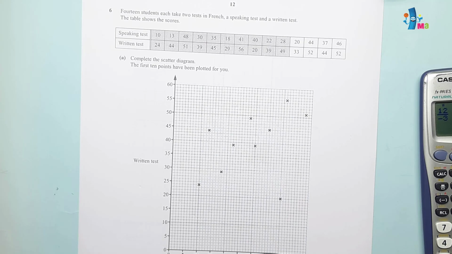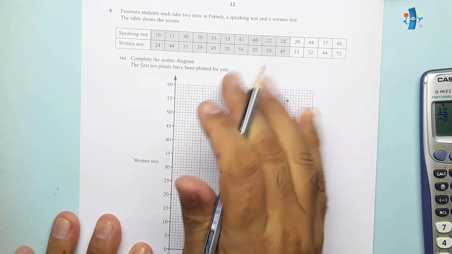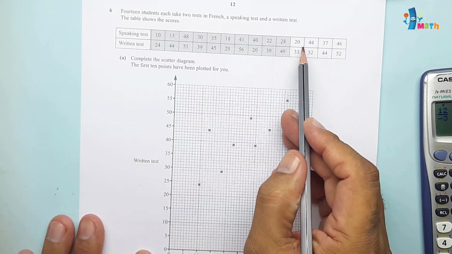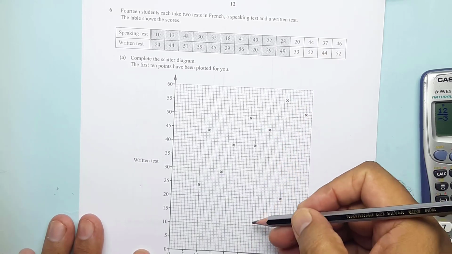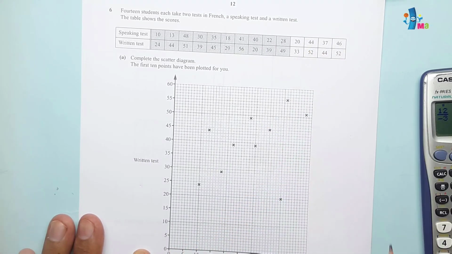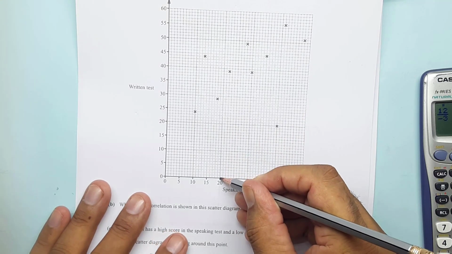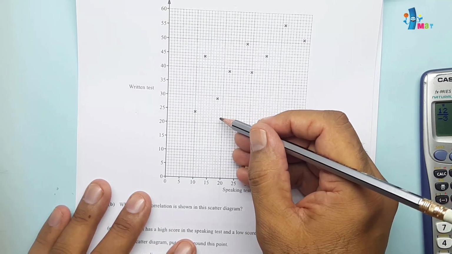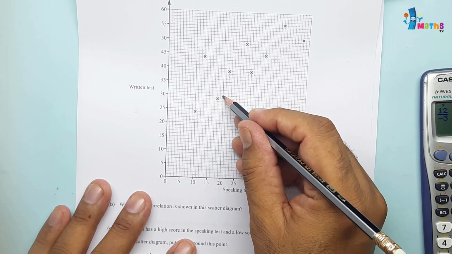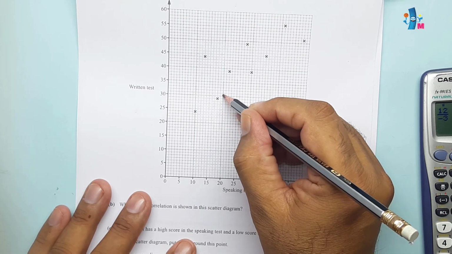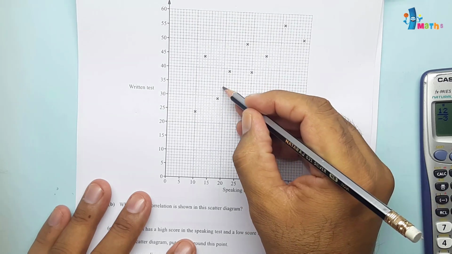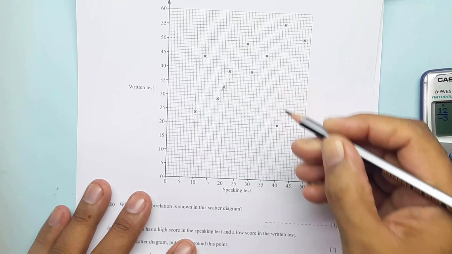Then question number 6, they have given 14 students, each take 2 tests in French, a speaking test and a written test. The table shows the scores, and they have plotted all these numbers which are shaded, and 4 points we have to plot. So we'll be plotting 20 and 33. I'll move a little over here. So 20 is here and 33 will be, this is up to 30 and this is 31, 32, 33. So this is the point which we have plotted.